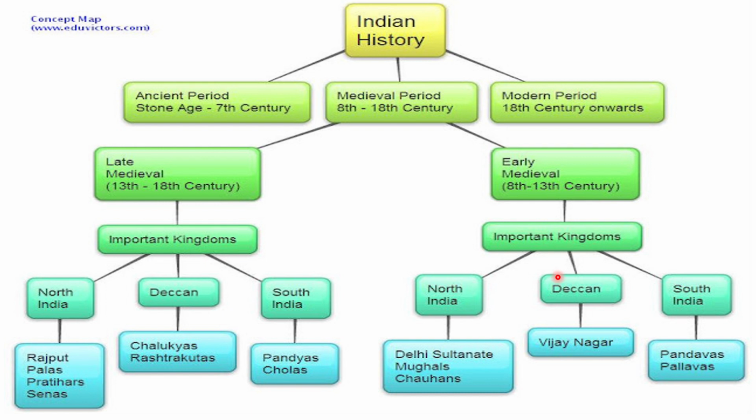In the Deccan part of India, Vijayanagar is a very famous and very excellent kingdom which we can talk about in history. And South India, Pandavas and Pallavas were ruling during that time. This was all about Indian history.